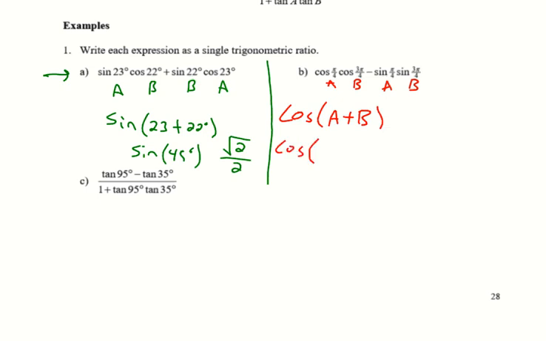That's going to be cos of pi over 4 plus 3 pi over 4. If you add those fractions, you end up with cos of pi. So what is cos at pi? That'd be -1.